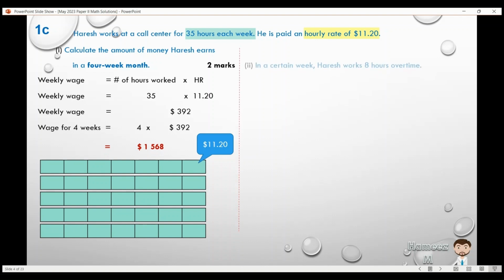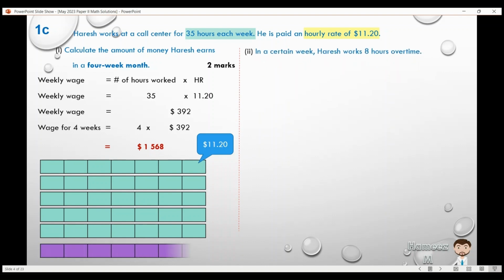Now for part 2. In a certain week, Harish works 8 hours overtime. So that means he worked his 35 hours and he did 8 extra hours. We already had 7 going across, so we added 1 more. And we changed the color so you can see overtime is in purple.